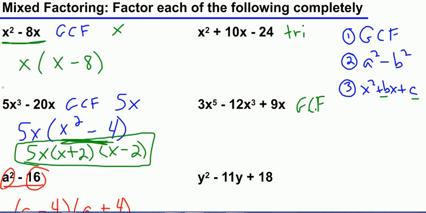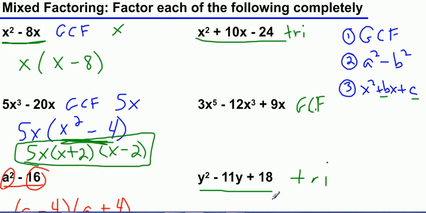So there's always sort of 2 steps to this. First is knowing what you're supposed to do. Is it a GCF? Is it a difference of squares? Is it a trinomial? And then the last part is actually finishing the process and doing it. We look at these 2 here. These are the trinomials. Right? Those are the ones where you need 2 numbers that multiply to one and add to the other.